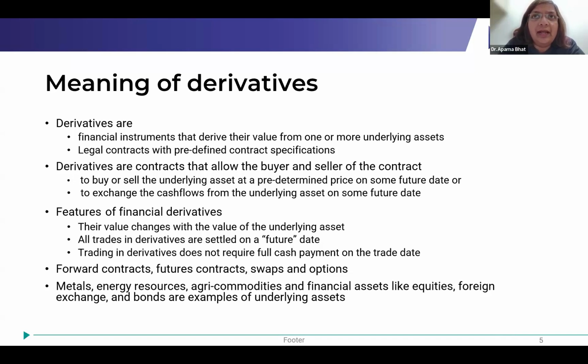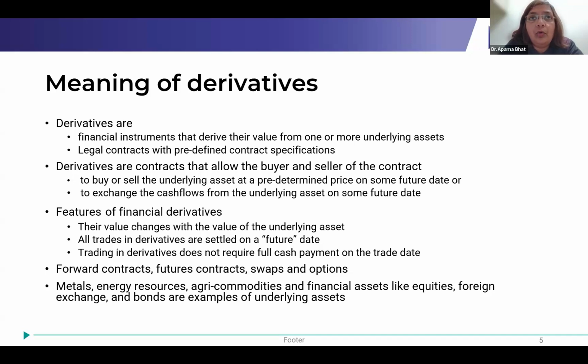Okay, what is a contract? An agreement. An agreement between two people, two parties, right? A derivative is an agreement or a contract which is written on some underlying asset. So derivatives by themselves are not assets. What are they? They are simply contracts written on some underlying asset, and they allow the buyer and seller of the contract to buy or sell the underlying asset at a predetermined price on some future date, or to exchange cash flows from the underlying asset on some future date.